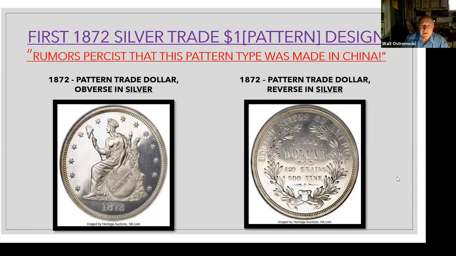The first 1872 silver trade pattern design, and this has been rumored, and this is what I got from Mr. Brissett. The rumors persist that this pattern type was made in China. I don't know. But this is an image from Heritage, which they graciously provided for this program so you could see it. But this is an 1872 trade dollar. They got the obverse on the left and the reverse on the right. It's a beautiful pattern, very simple design. Takes after the 1871 earlier there of Barber and his designs.